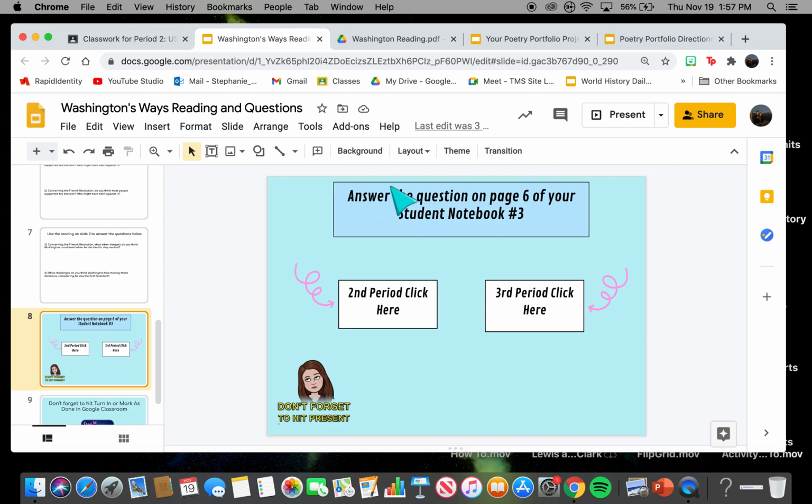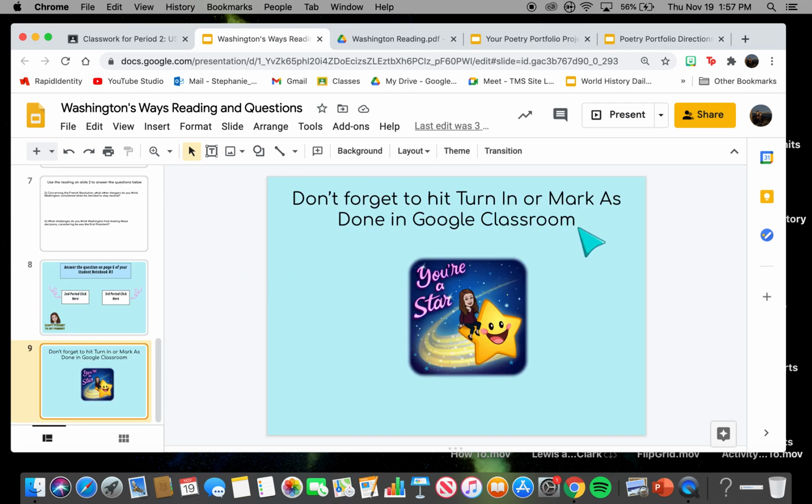After that, you are just going to answer the question on page 6 of your student notebook, and then after that, turn it in. But if you have any other questions, just make sure to ask me in a Google Meet. Make sure you're following directions in a Google Meet so you can get some answers. And there are a bunch of other ways to ask for help. But overall, thanks for listening.